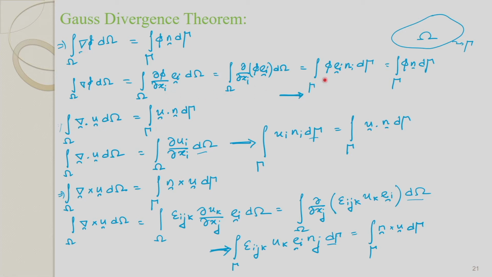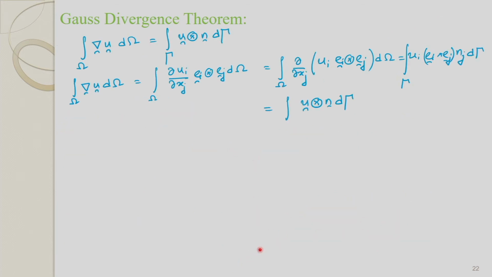In the first statement, this is the step where we have used Gauss divergence theorem. Second statement, this is the step. In the third one, from here to here, and here again we have used Gauss divergence theorem in this step, while we are going from domain integral to boundary integral.